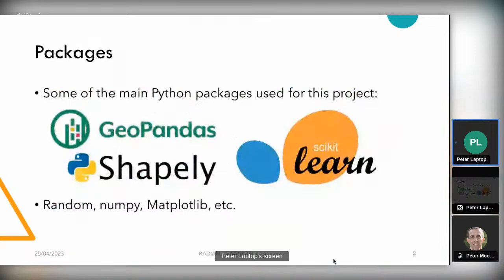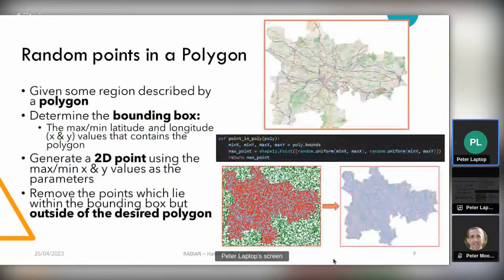So just a quick look at some of the packages that we used for this. Obviously all open source. GeoPandas and Shapely were the two main drivers for dealing with a lot of the spatial data. There was a little bit of scikit-learn for some of the segmentation we'll look into later. And of course random, NumPy, and matplotlib for any plotting. I'll try to go through this quickly, so as not to delay too much, because I'm sure we all want lunch.